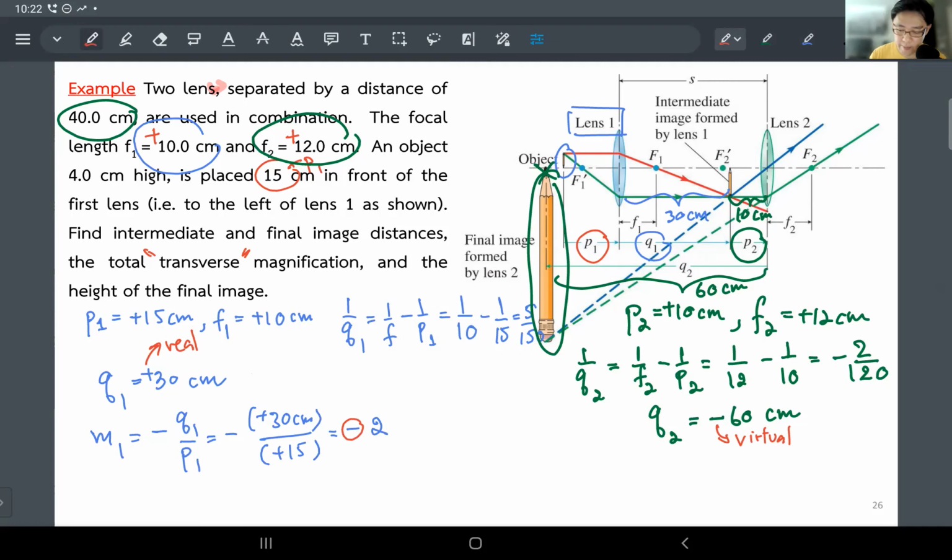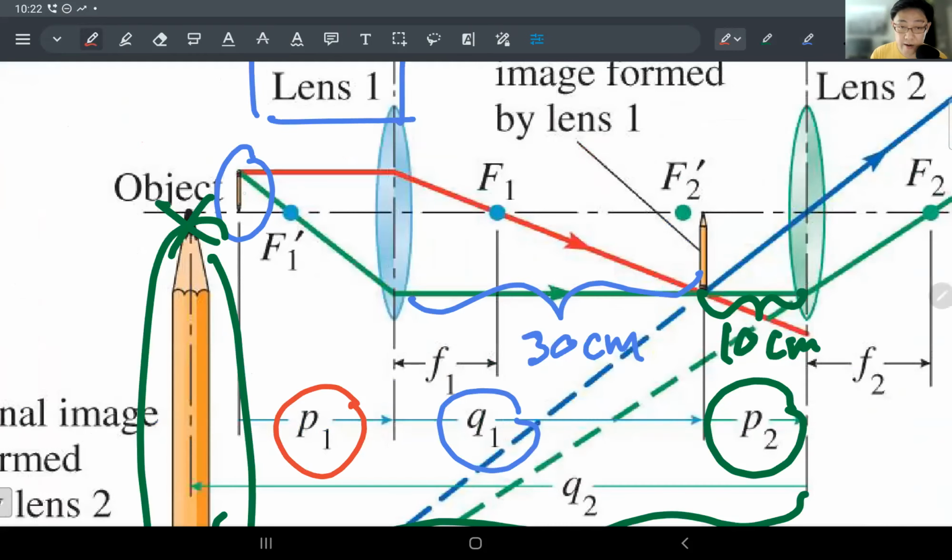So look at this one, what happened here. Your object is right here. Now you see your image from the first lens. It's inverted and it's twice as big. Okay, so the height of the first image will be twice as big as the original object height. Cool. All right, now move on.